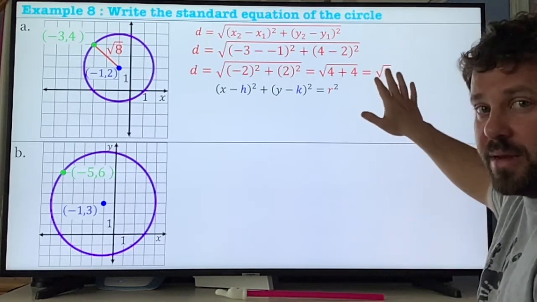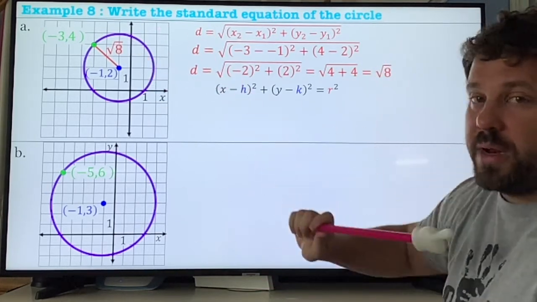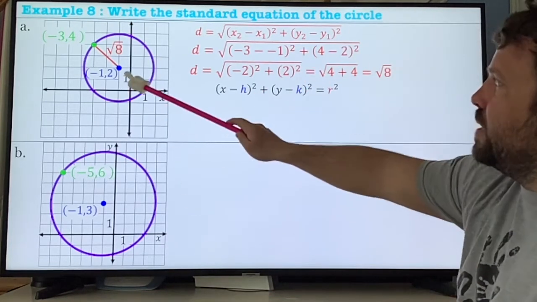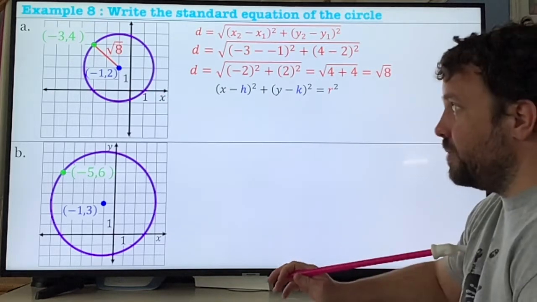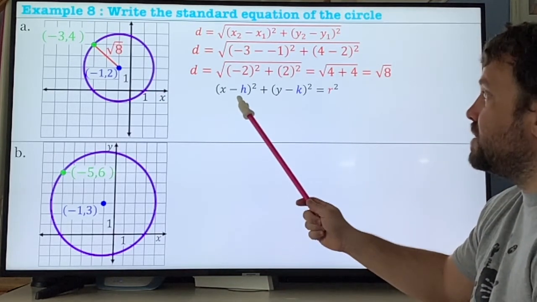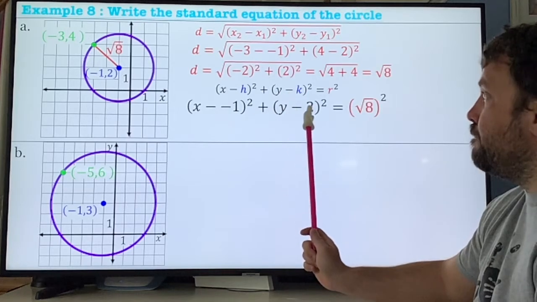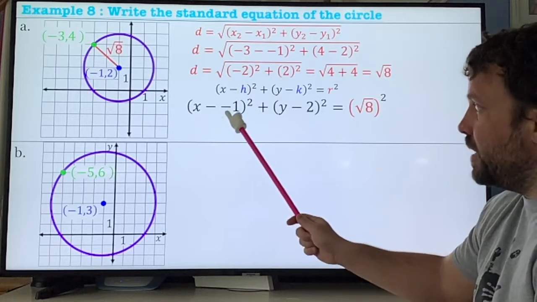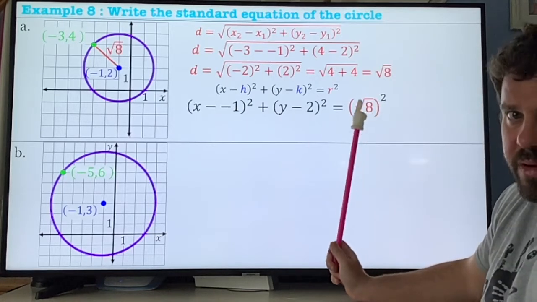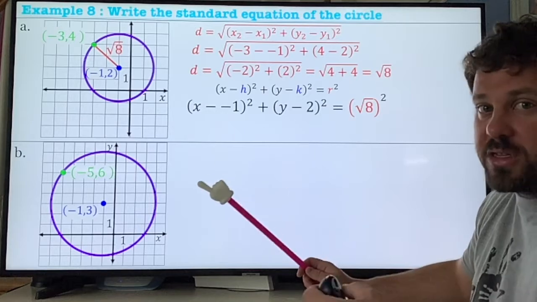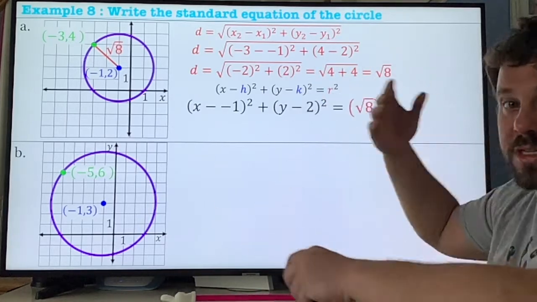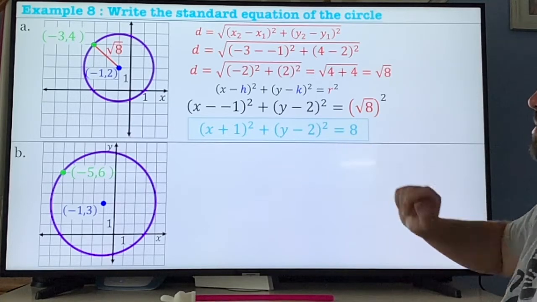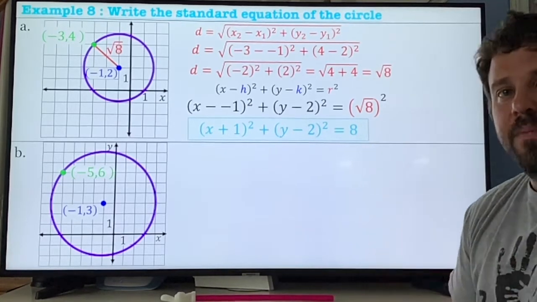Now we'll leave it like that just because, watch what happens. x minus h squared, y minus k squared, we're using a regular formula. The center point is where the radius comes from, right? Not the edge of the circle. So x minus negative 1 plus y minus 2 equals square root of 8 squared. Minus a negative is a positive. Do you remember what square root of 8 squared is? Square root of anything squared, the square root and the square just cancel out. So this just becomes 8. x plus 1 squared plus y minus 2 squared equals 8. Right? Attempt problem B on your own.